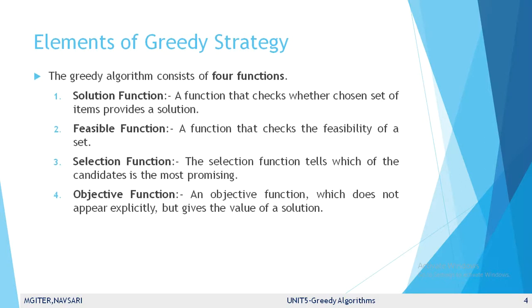Now we see the elements of the greedy strategy. The first element is the solution function. The solution function checks whether the chosen set of items provides a solution. It means first we select some solution from the given input domain, and then we check whether the solution is feasible or not. Before that, we see the example of traveling from A to B within 12 hours at minimum cost, which is the optimization problem. The feasible solution is to travel by train or by plane.